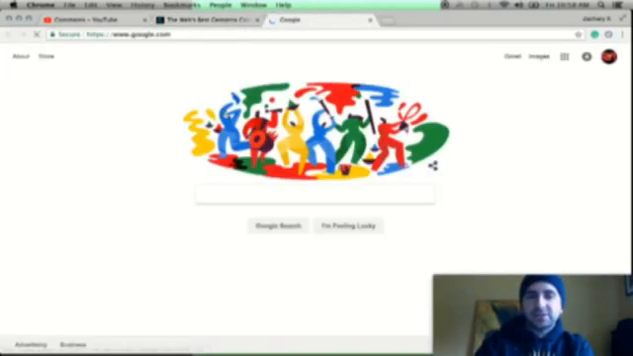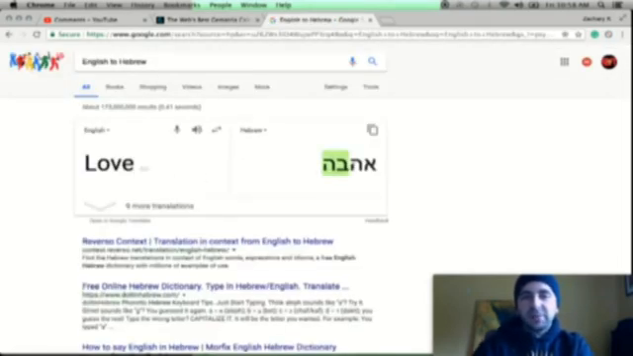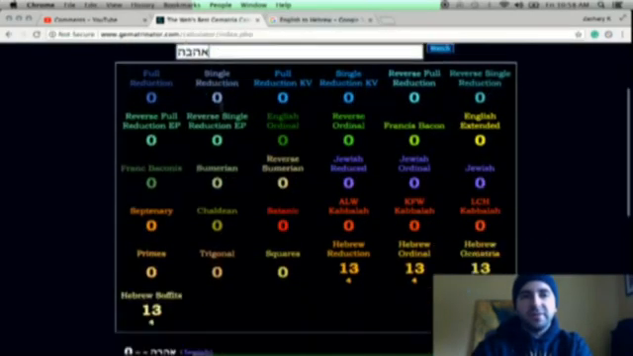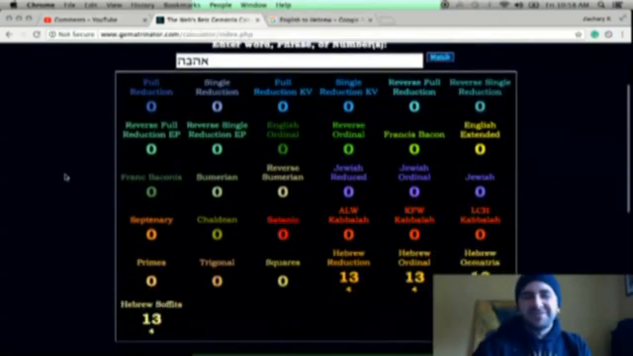As for the Hebrew ciphers, you have to go to Google and do Google Translate. So type English to Hebrew. You can just type in a word here. It'll give you the Hebrew value. You copy that Hebrew value, you come to the calculator, you plug it in. You get the Gematria of love. And I'm actually kind of blown away by that. Is it really 13 in all of them? I never knew that before. So, learn something new every day, truth seeker.